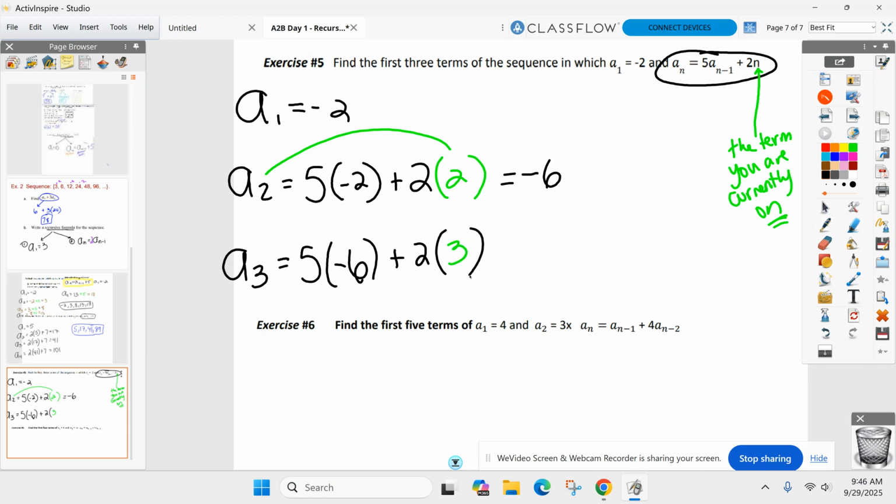That is when you see n by itself, kids. N by itself. -24. Am I doing all right? My confidence has been shot today. So what is it? -2, -6, -24.